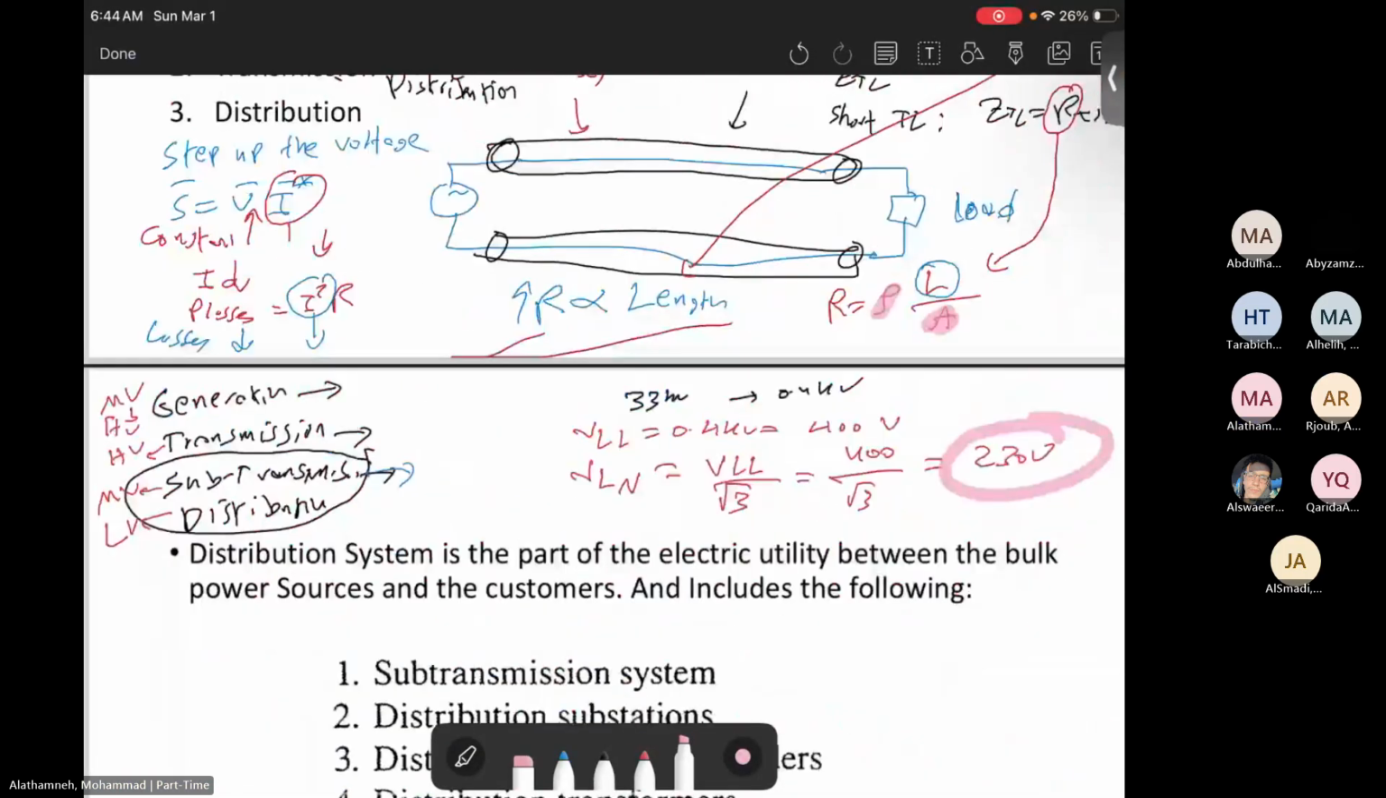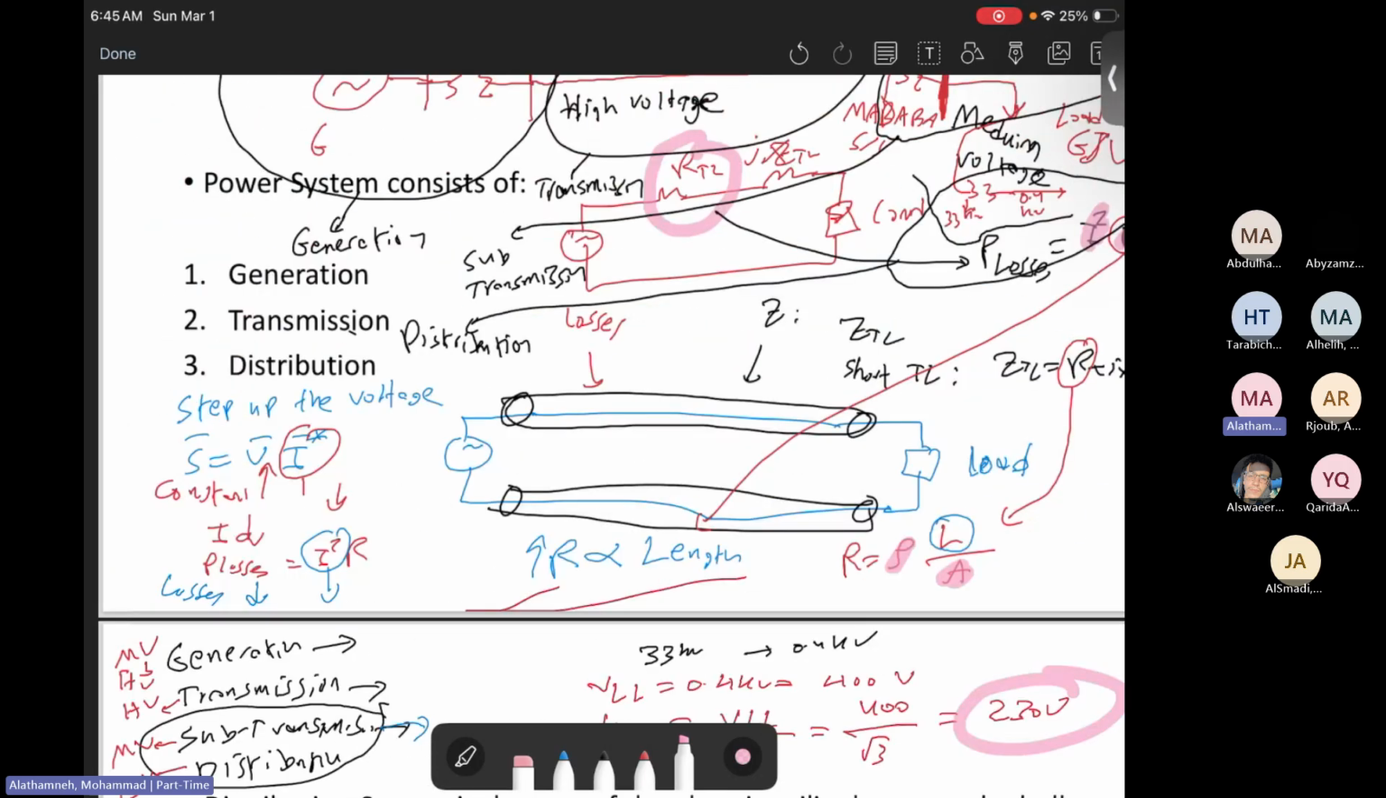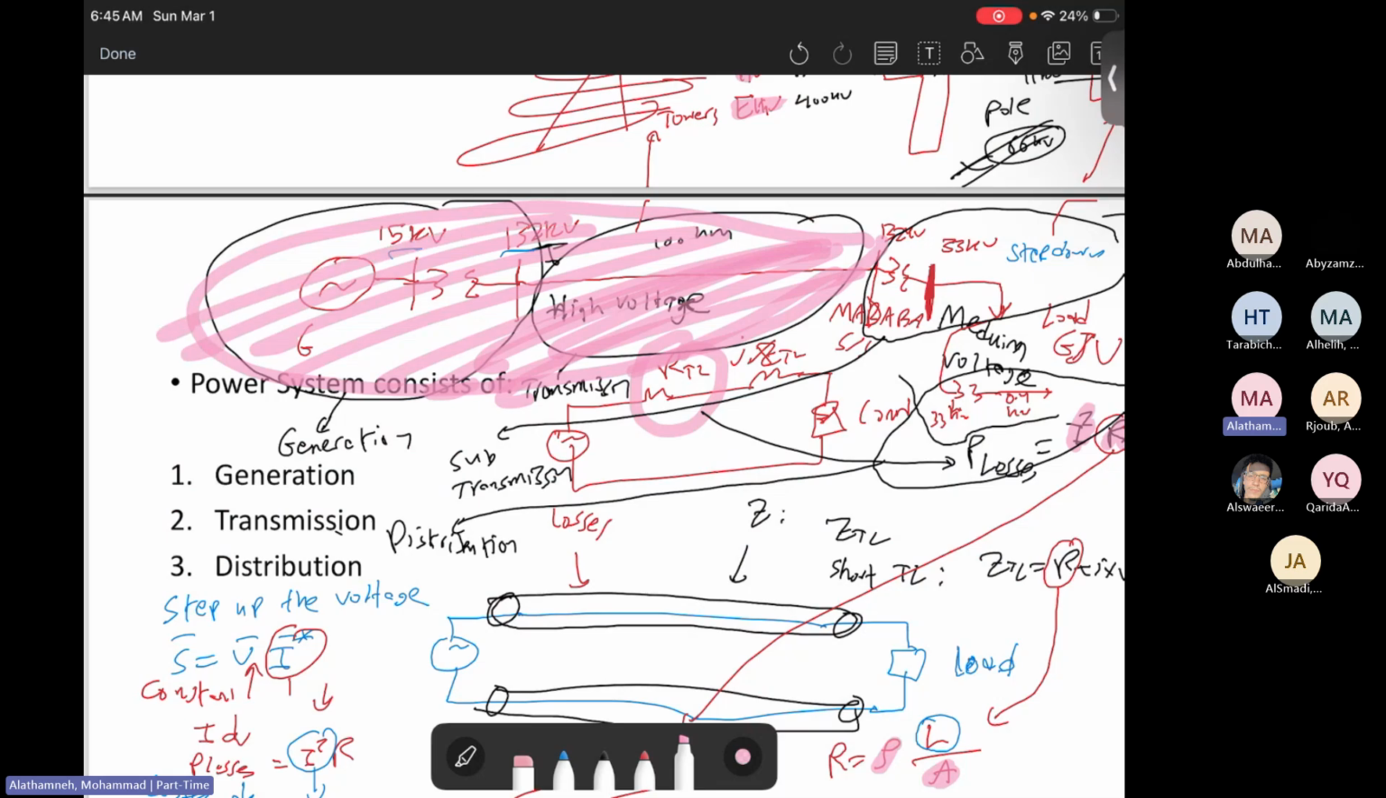All right. Now, the distribution system is the part of the electrical utility between the bulk power sources and the customer. What do I mean by bulk power source? It is basically the grid, the utility grid. All of this, I can call it bulk power source, the thing that I did in purple. We can denote this by a voltage source as a shortcut with 132 kilovolts or whatever you want to call it, depending on the voltage level.